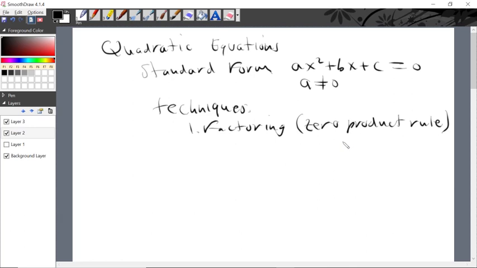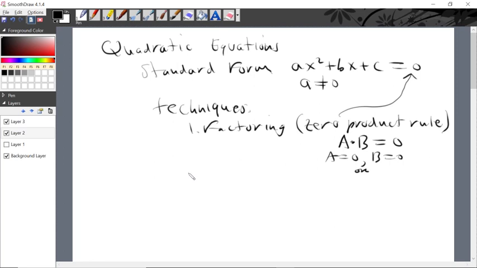The zero product rule is, if you have a product of 2 or more factors, and that product is equal to 0, then one of the factors at least must be equal to 0. Either a is equal to 0 or b is equal to 0 in this example. This only works if the product is equal to 0. Hence, we need the standard form in order to apply factoring as a technique to solve a quadratic equation. In fact, to solve any polynomial equation. If we want to use factors, then we need the equation to be equal to 0.